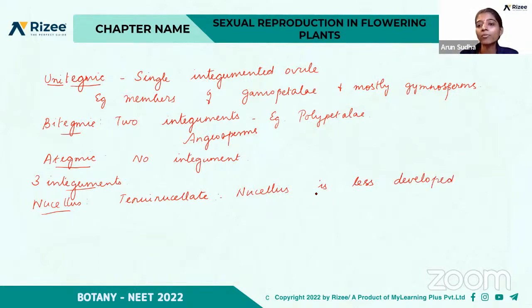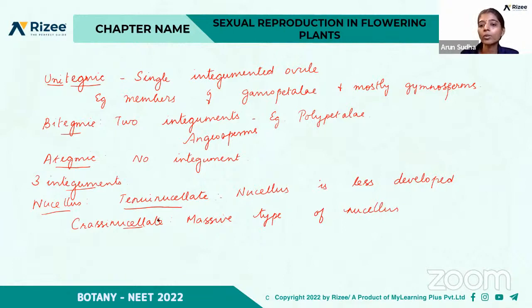Or it is present in the form of a single layer, tenunucellate, or it may be crassinucellate. So here, massive type of nucellus, that is, it will be present in many layers. Here only less developed or single layer it will be. So here it is more layered. Massive type of nucellus. So here the main examples are monocots and also the polypetalae group. They have the crassinucellate, that is massive type of nucellus, and it is present in many layers.